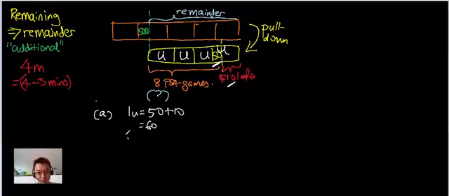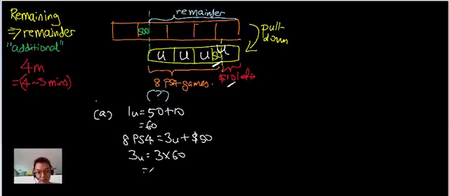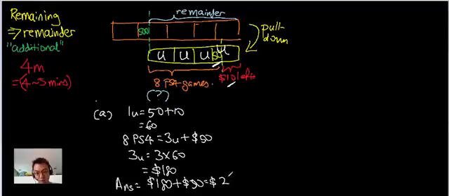8 PS4 games is actually 3 units plus $50. So next we know we need to find 3 units. So 3 times 60 equals to 180, right? And then the answer is in fact 180 plus 50, which is equals to $230. So that's answer for part A.